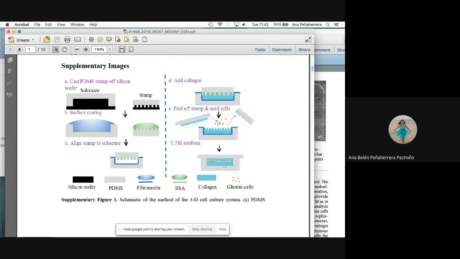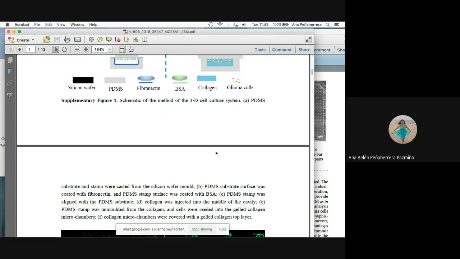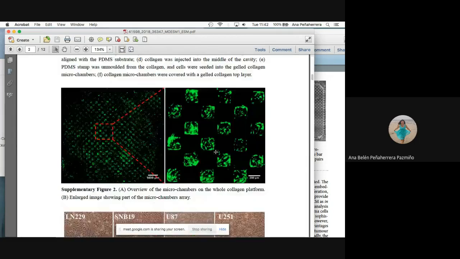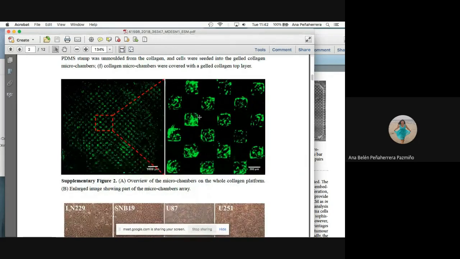So after the gel is formed, then you here see that the glioma cells are located in these spaces, in these wells. So let's see how the cells look when they start growing. So here you see that the cells are located in each of these wells, and then the cells that are not inside the wells are washed out with PBS.